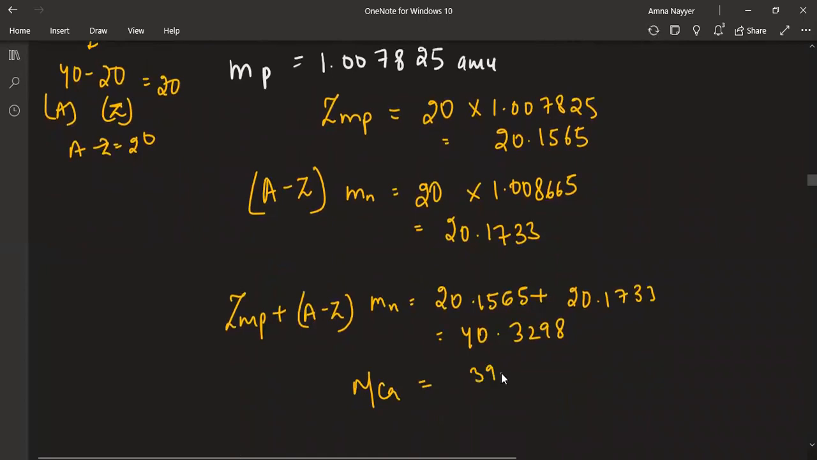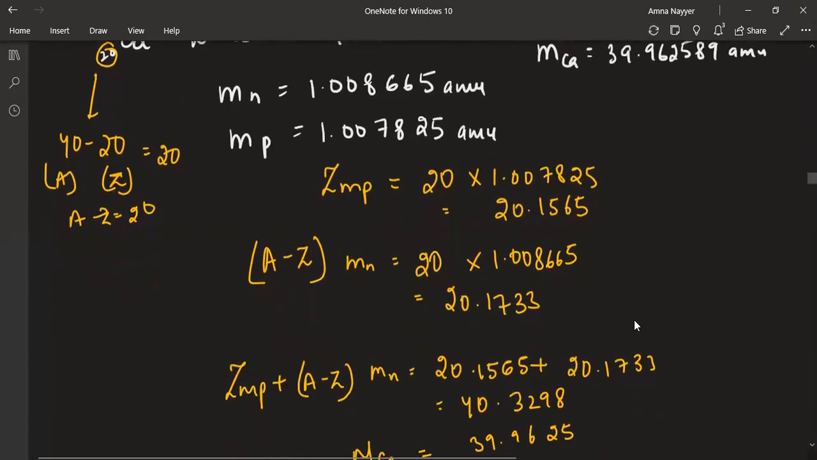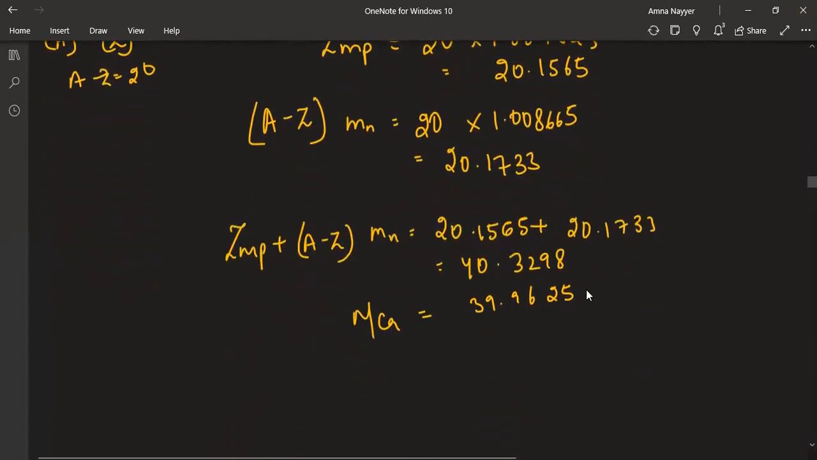39.9625. Something else I think was also there. 2589. A huge value is there. 89. So how much is it? This will be, yes, 0.367. This much is the mass defect. This is just the total mass defect.